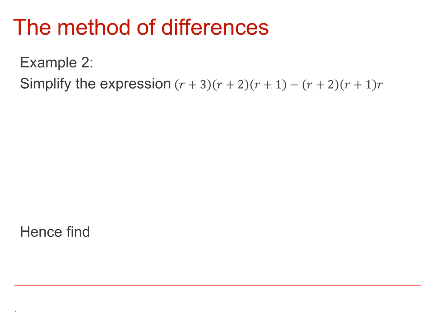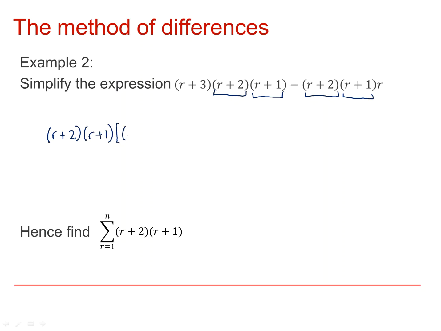Here's another example. We're asked to simplify that expression, and the temptation is to multiply it out. But have a look at what we're aiming for. It's going to be much easier if we factorise. Both terms have an r plus 2 in them and an r plus 1. So if we take those out as factors, we've got that first term r plus 3, and in the second term we've just got r.